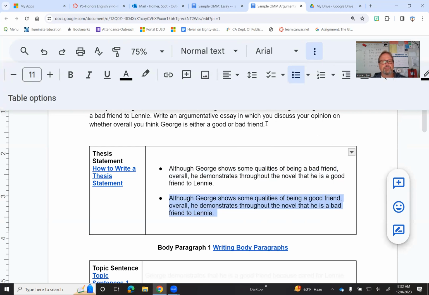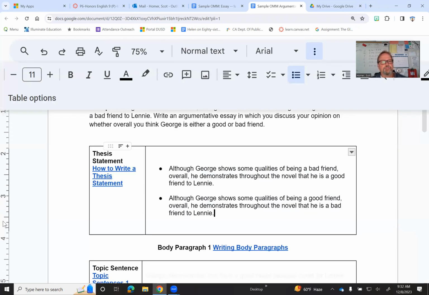Now, keep in mind, you are only going to choose one of these thesis statements. You are not going to do both. If you do both, it will not make any sense. You'll be contradicting yourself. So you just choose one. Okay, now the thesis statement is what they call the controlling sentence for the entire essay. Everything you write has to go back to support, promote, prove the thesis statement. So it really does control what you write throughout the rest of the time.